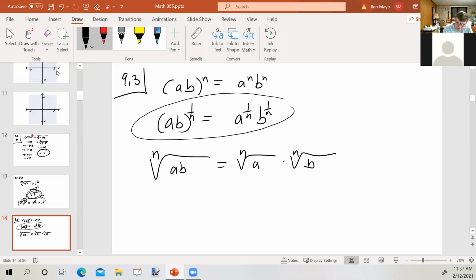So what that tells us is if we're taking the root of a product, we can form the product of the root of each factor. Okay, so we'll be using that rule today.